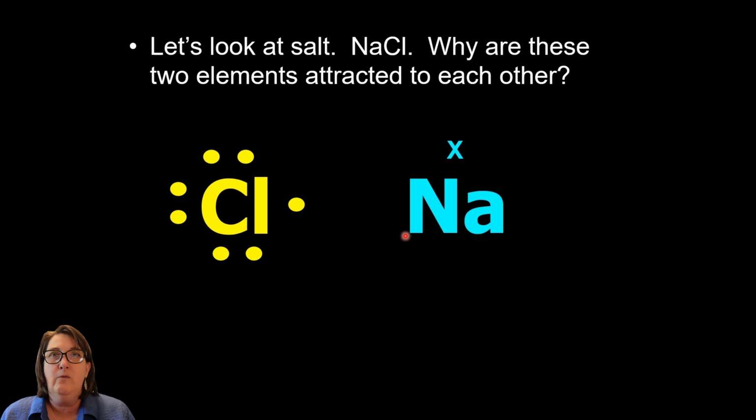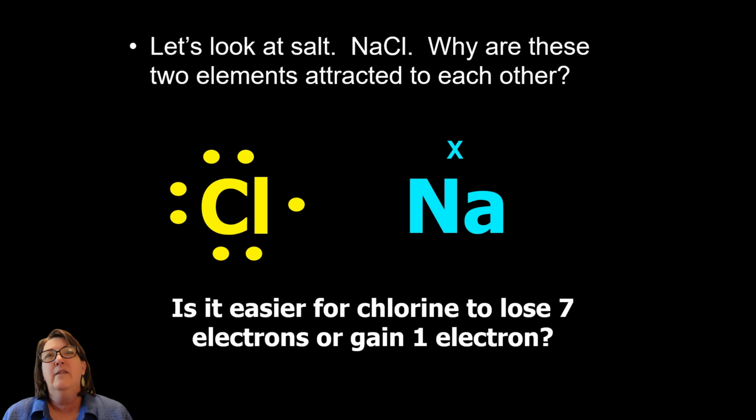So we want to bring in 1. Is it easier for sodium to bring in 7 or to get rid of 1? It's easier for sodium to get rid of 1. So what's going to happen is this electron is going to leave and it's going to move over here.